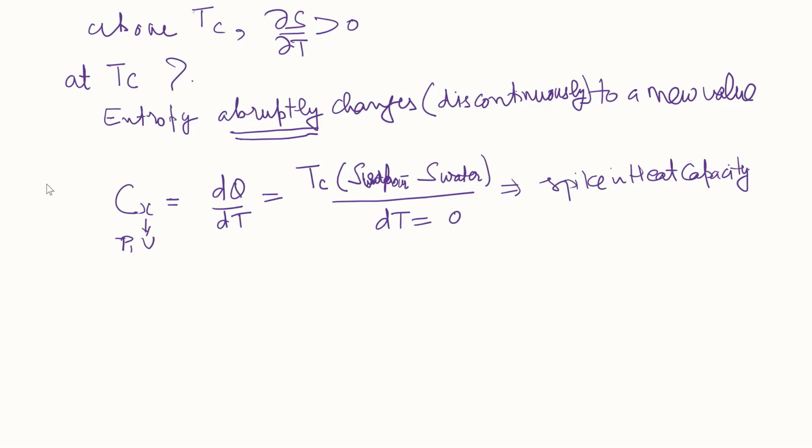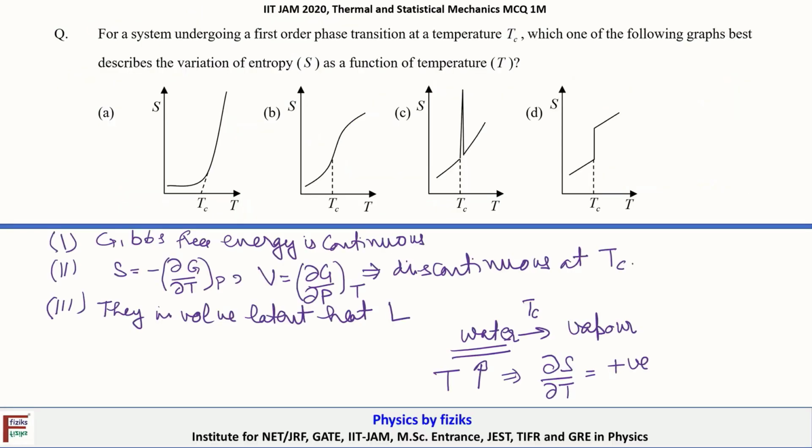Okay, so the conclusion is, whenever we are talking about a first order phase transition, the entropy changes abruptly, but it does not show any kind of spike in its behavior at the phase transformation point, that is, at the critical temperature. Therefore the correct option is D here.